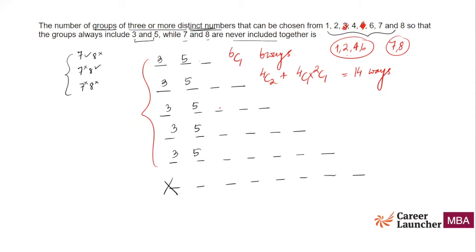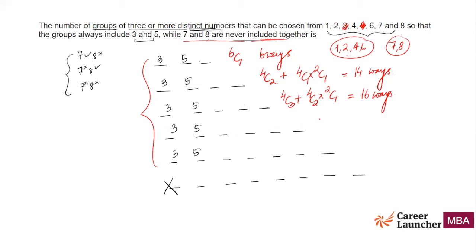Third scenario, if we have 3 places, so one would be all the 3 are from 1, 2, 4, 6, or 2 are from 1, 2, 4, 6 and 1 is from 4, 7 and 8. You cannot have both from 7 and 8. So we cannot have that scenario where you will write 4C1 into 2C2, because 7 and 8 can never be together. So we need to stop right here. 4C3 is 4 and 4C2 is 6 and 2C1 is 2. So 12 plus 4, 16 ways is what we have here.